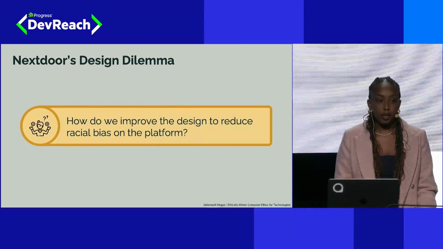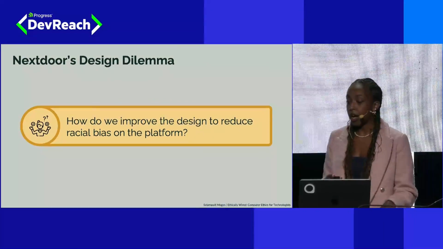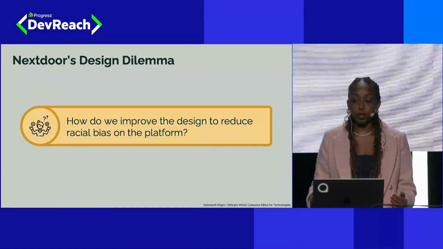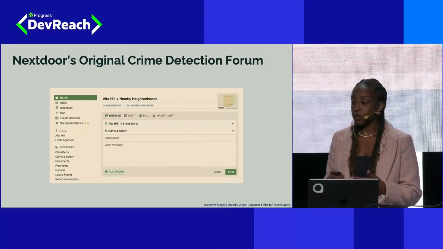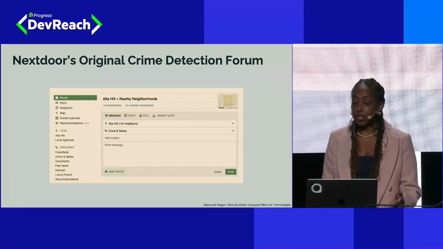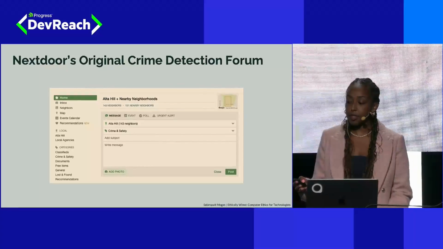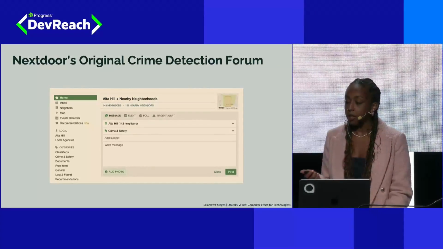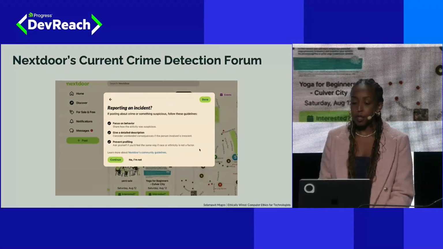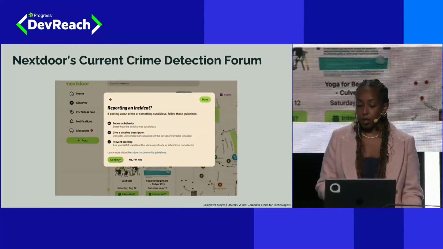Now, this left Nextdoor with a design dilemma: how do we improve the design to reduce racial bias on the platform? And for more context, this is what it looked like before. As you can see, it's pretty easy. You just tag crime and safety, you add a subject, and a little bit of context about what the issue is. But presently, there are guidelines to consider when reporting.